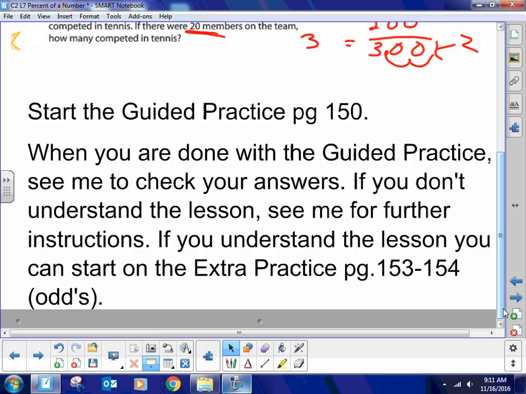All right. So start the guided practice on page 150. All right, you got to do it all. Like I always tell you, when you're done with the guided practice, see me to check your answers. If you don't understand the lesson, see me for further instructions. You know, put your name in, put your stick in the help bucket. All right. If you understand the lesson and you completed the guided practice, and I've said it's okay, you can start the extra practice on page 153, 154, odd numbers. Okay. Also, I've posted. You also have to write the notes. Okay. Thank you.